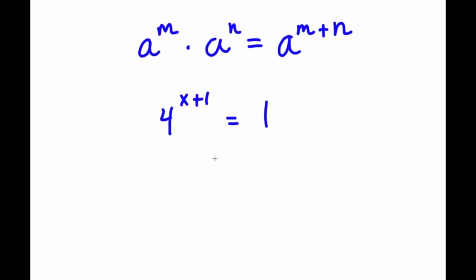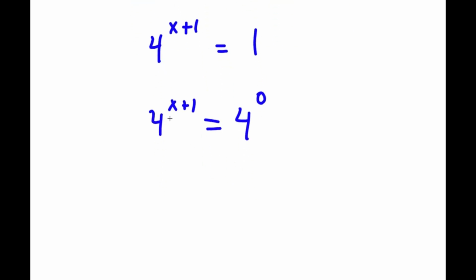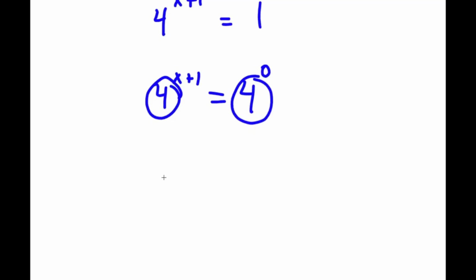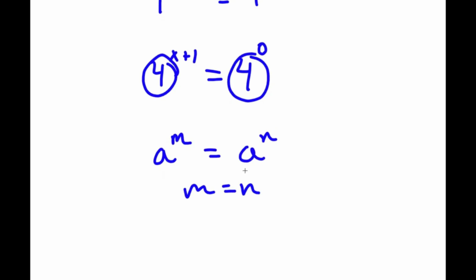Now, anything to the power of 0 is simply equal to 1. So I can simply replace 1 here with 4 to the power of 0. And the reason I did that was to make these two bases the same. So now, if I have something in the form a to the power of m is equal to a to the power of n, this means that m is equal to n. So I simply just set the exponents equal to each other.